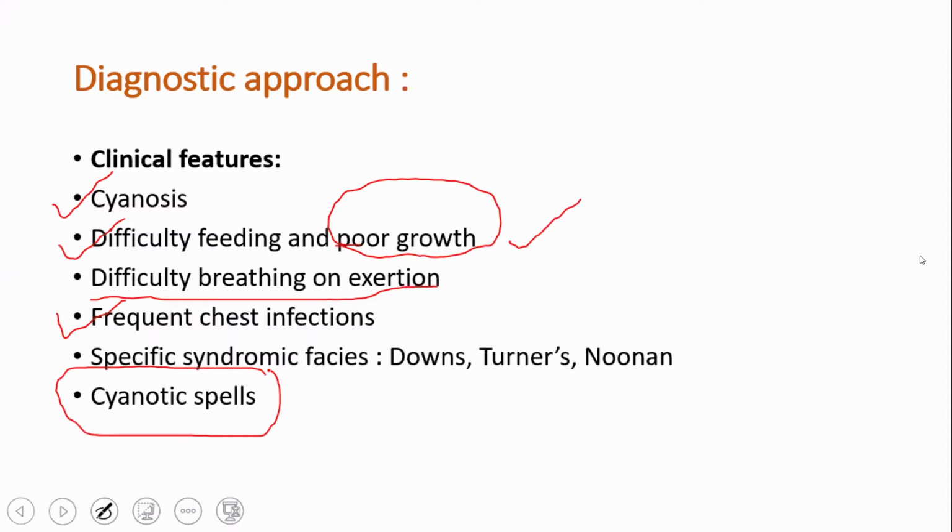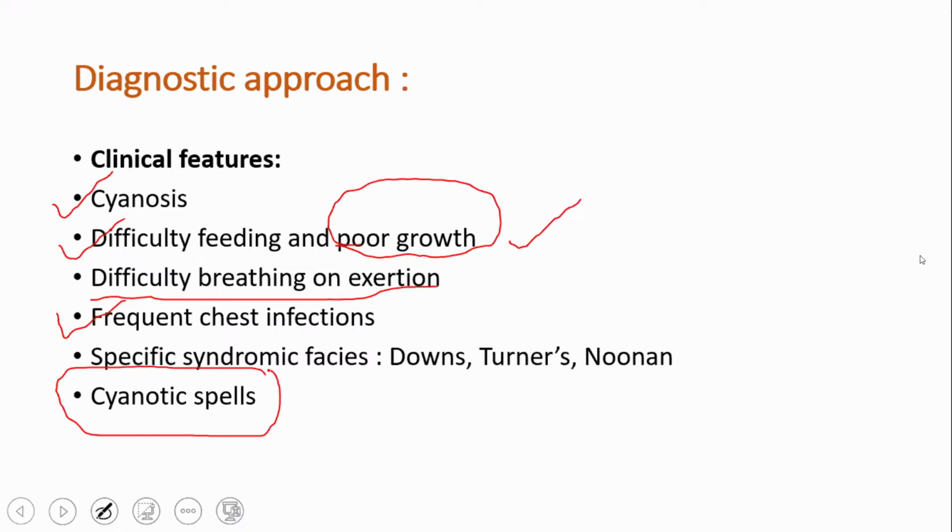So the baby will present, if you forget everything, remember, if a baby has poor weight gain, you always work up for congenital heart disease. How will they present? They may present with cyanosis. They may present with difficulty feeding and poor growth. They may present with difficulty breathing on exertion. On exertion, after the baby cries, after feeding, tachypnea can occur.